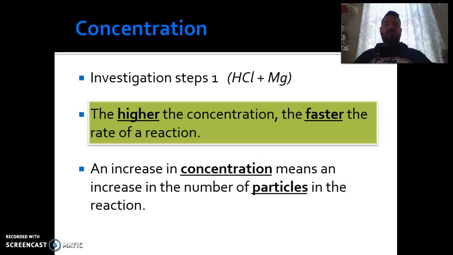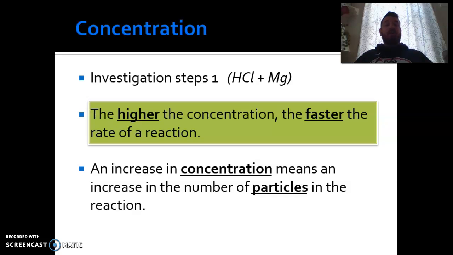So as we increase the concentration, it means that we are increasing the number of particles in our reaction. So a lot of times I like to think of orange juice as an example of concentration. For an old man like me, if I drink some orange juice straight out of the container, it is quite acidic for me and I get some heartburn. So I need to make the orange juice less concentrated by putting a little bit of water inside the glass. I know, I sound so old.